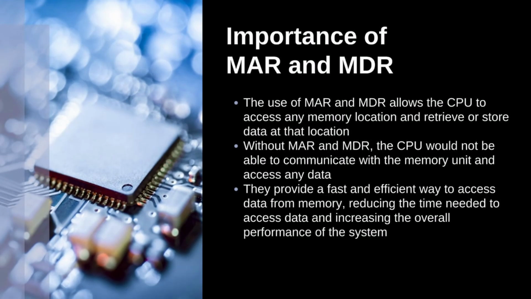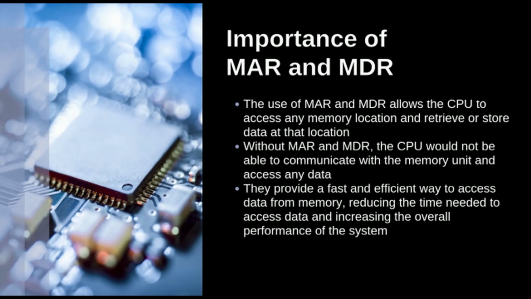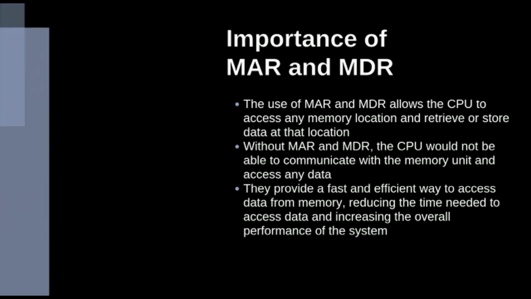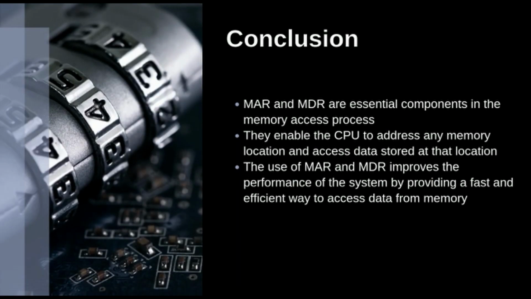MAR and MDR are important components in memory access. They allow the CPU to address any memory location and access the data stored at that location. Without them, the CPU would not be able to communicate with the memory unit and access any data. They also provide a fast and efficient way to access data from memory, reducing the time needed to access data and increasing the overall performance of the system.